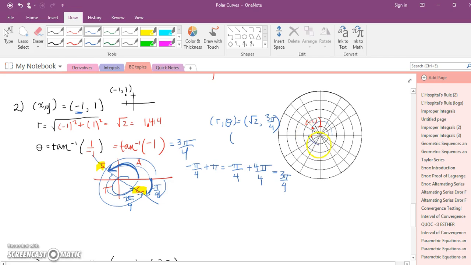1.4-ish and go over this far, which would be 7 pi over 4. So you can make your r negative, and it would then be 7 pi over 4. So either of those will work.